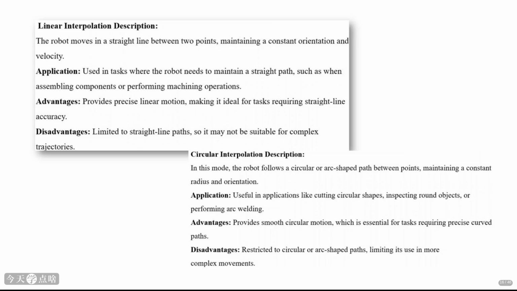Within continuous path control, we have specific techniques. Linear interpolation is the most common. The robot moves in a straight line between 2 points. Simple, effective for many tasks.